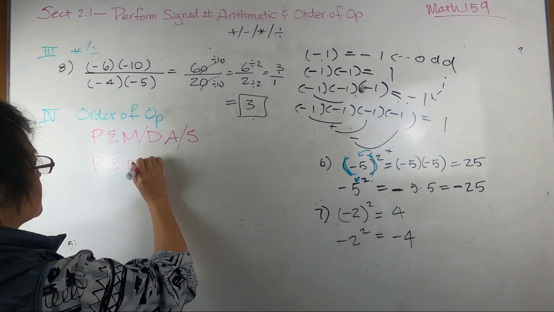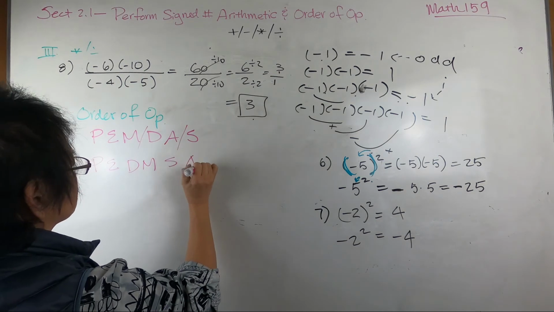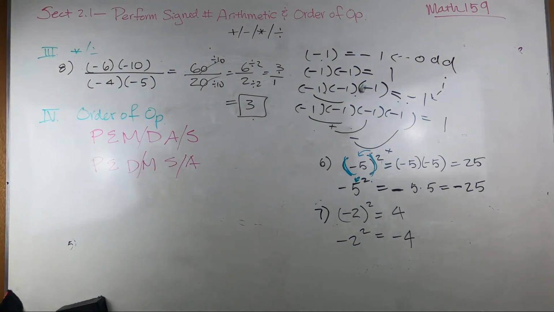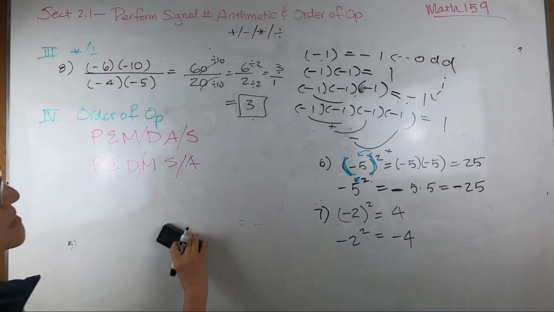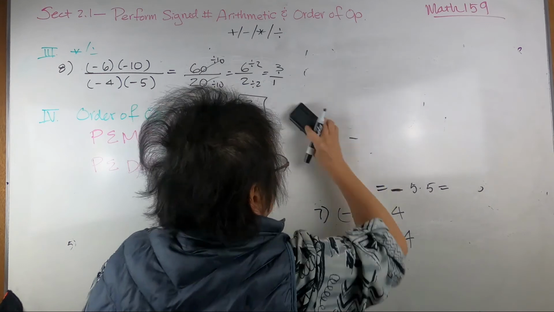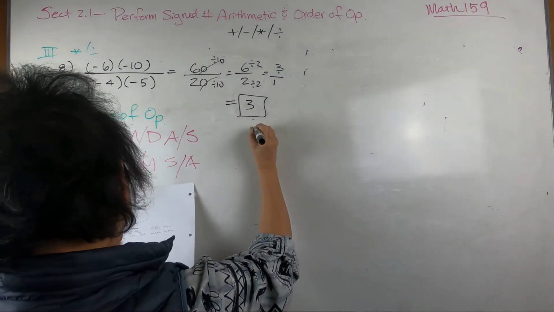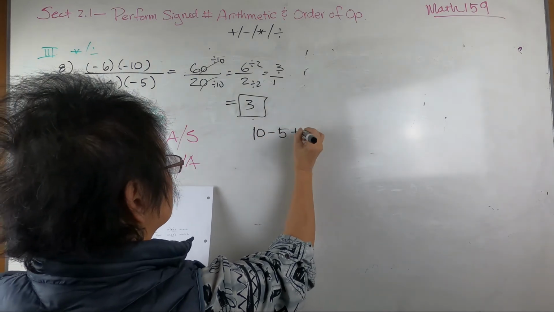How about I say, please excuse dear my Sally Ann, right? Why am I doing this? Let's do some observation. If we have numbers like this, 10 minus 5 plus 2.